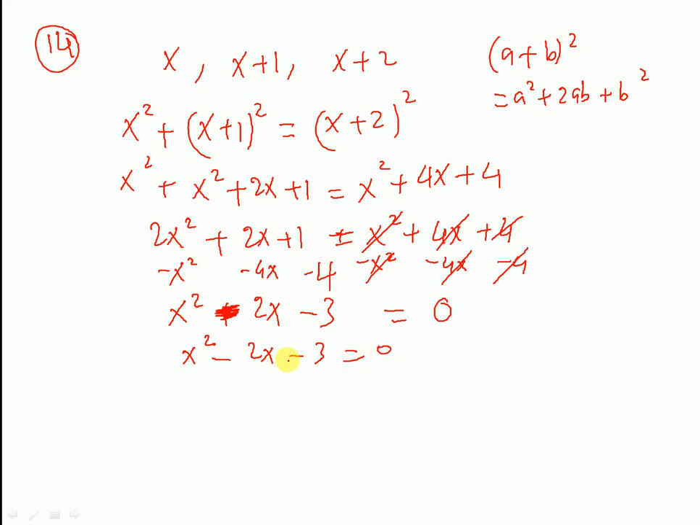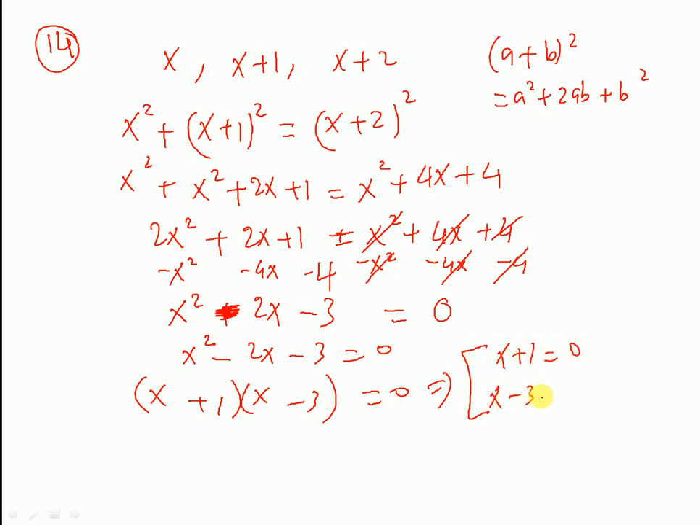Now you can solve for x, and this equation you can solve by factoring. The two numbers, when you multiply them together, you get minus 3, and when you add them, you get minus 2. That must be 1 and minus 3. The only way this can happen is either the first factor is 0 or the second one is 0. And you can solve x to be minus 1 by subtracting 1 on both sides, and plus 3 on both sides, you get x to be 3.